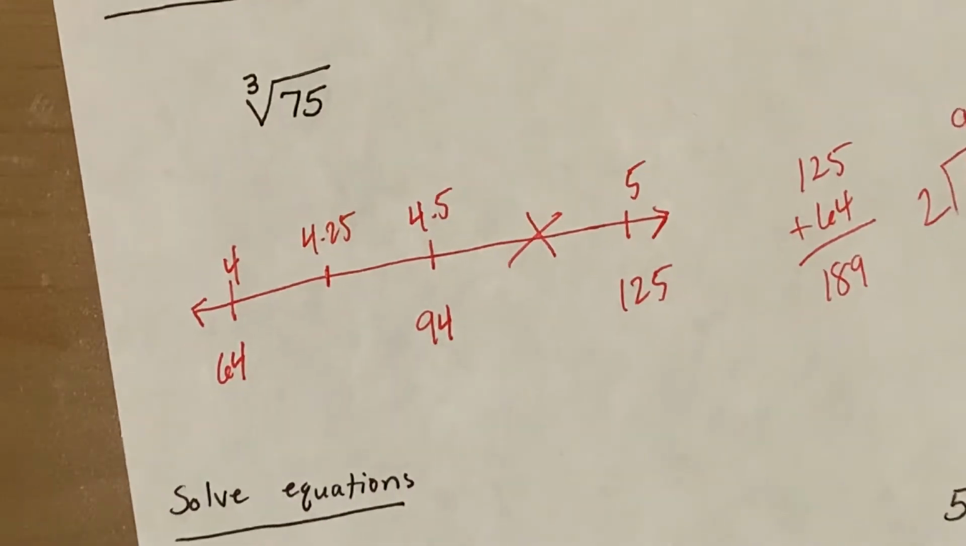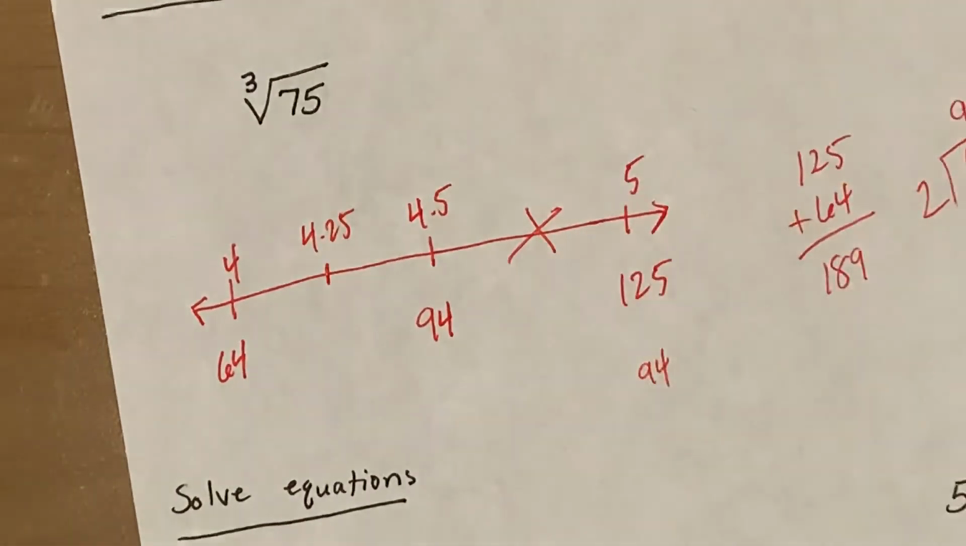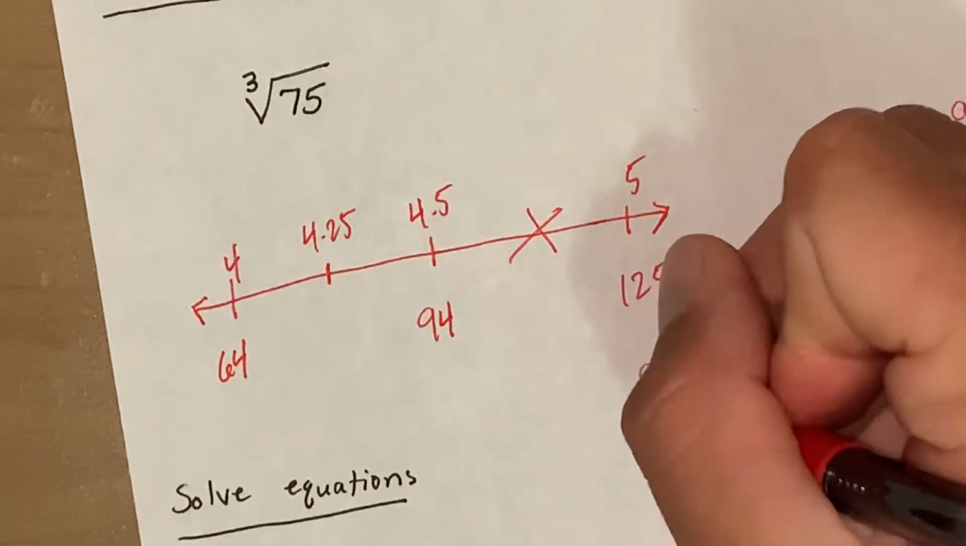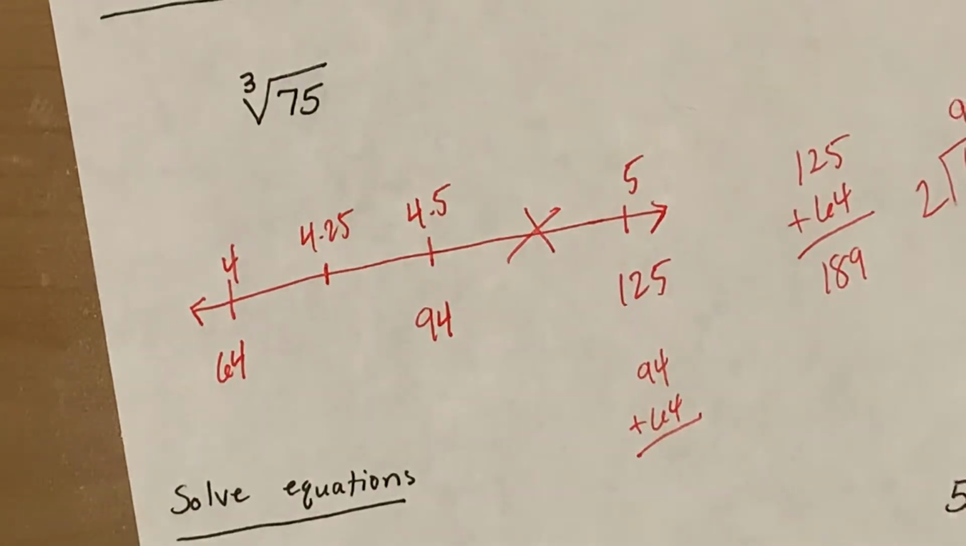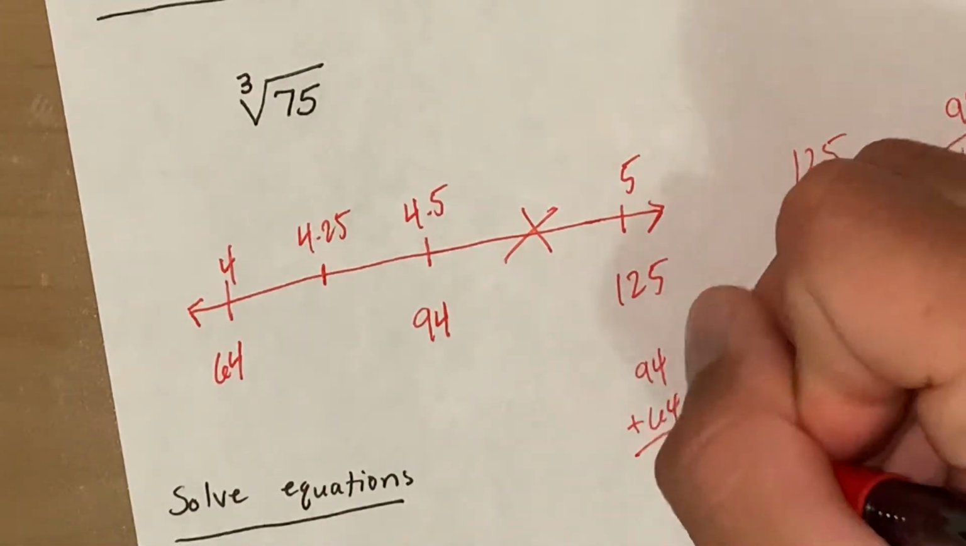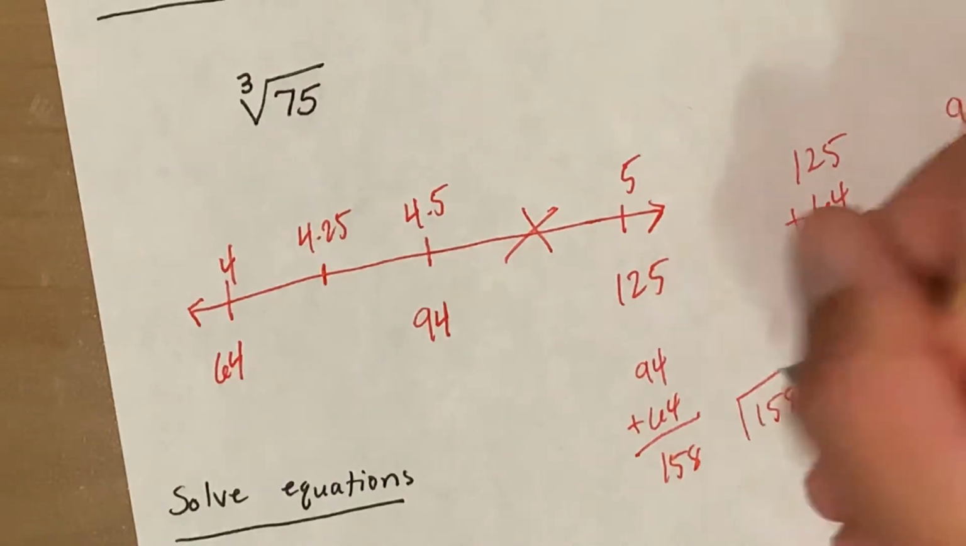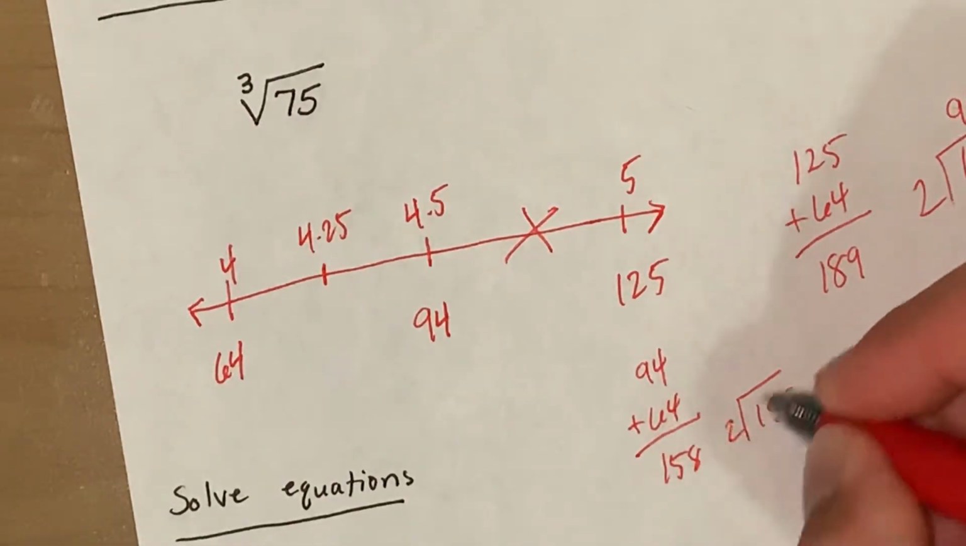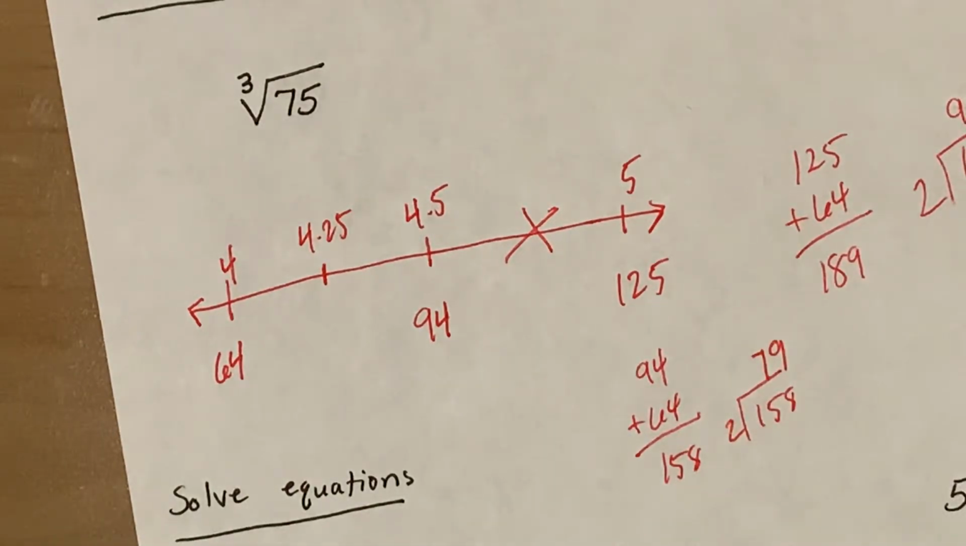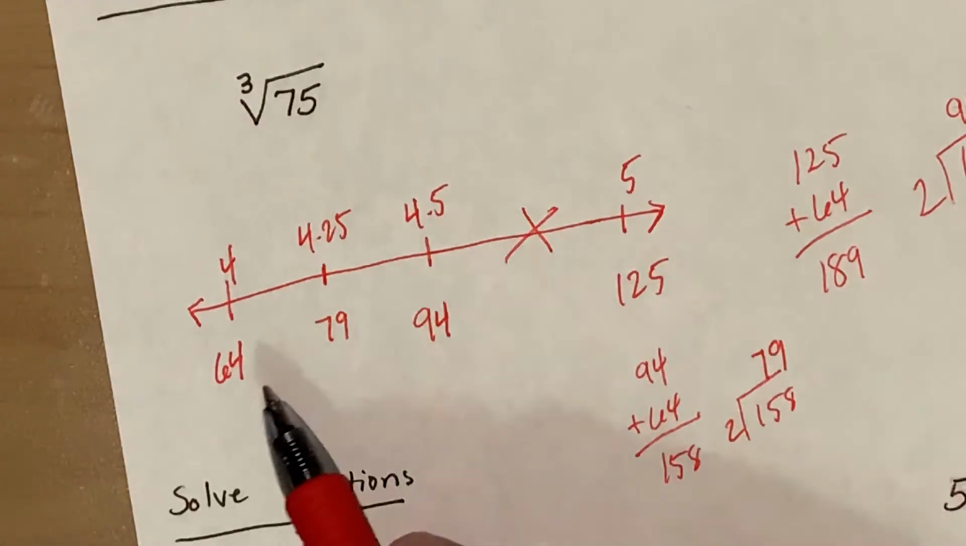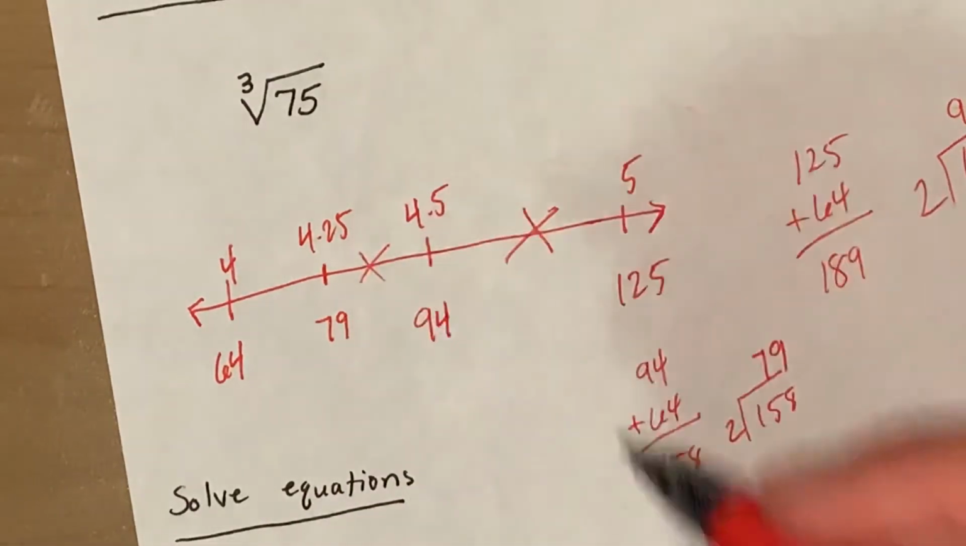We're going to take 94 and 64. And we're going to add those together and we get 158. And then we're going to divide that by 2. So 158 divided by 2, and we get 79. Okay, so we can plug 79 right there. Okay, so now we know that we're looking between 64 and 79.